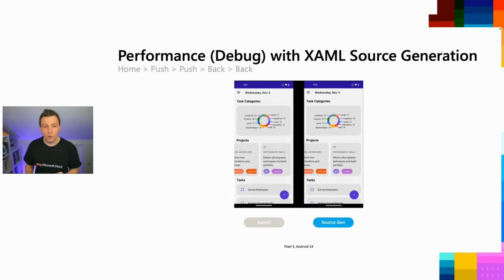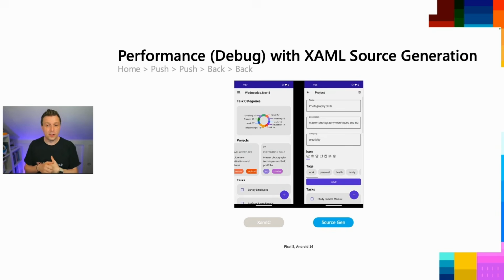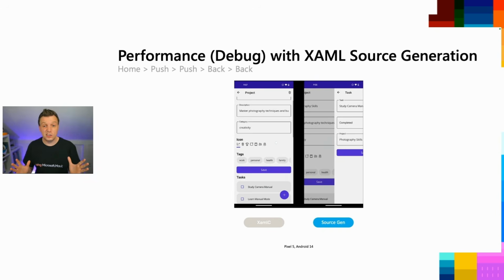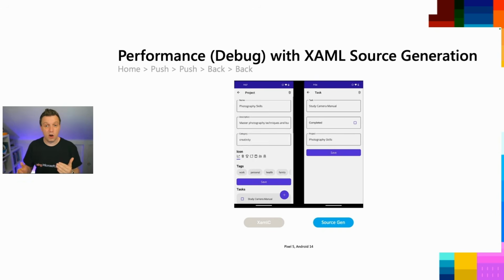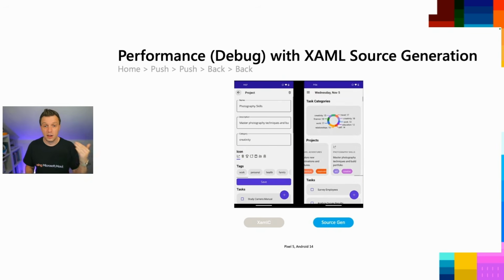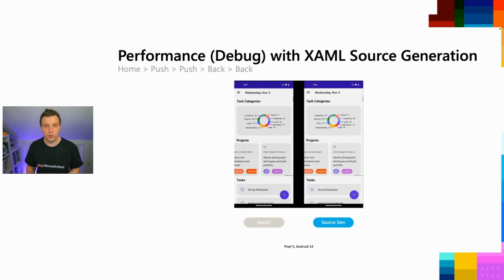Here you have a little overview of what that looks like. On the left, you can see XAML-C, and we're doing the same operations at the same time. And you can see XAML-C is taking longer than with SourceGen, because SourceGen is flying all over, hitting all those navigation paths and doing it much, much faster. On a Pixel 5 with Android 14.